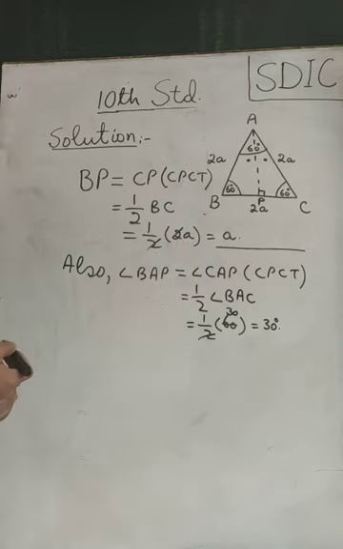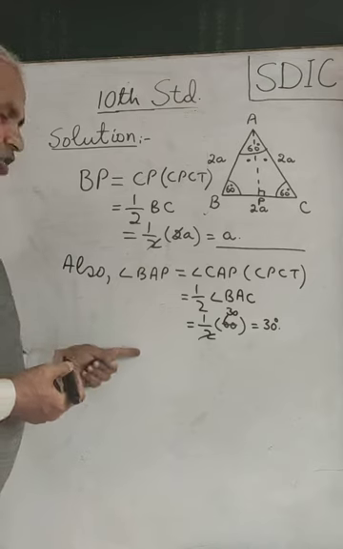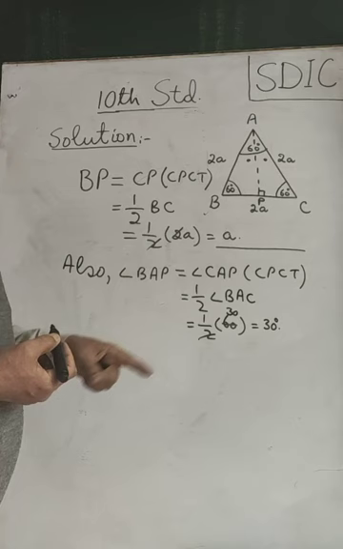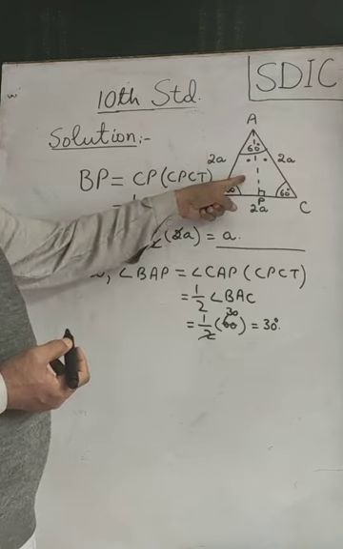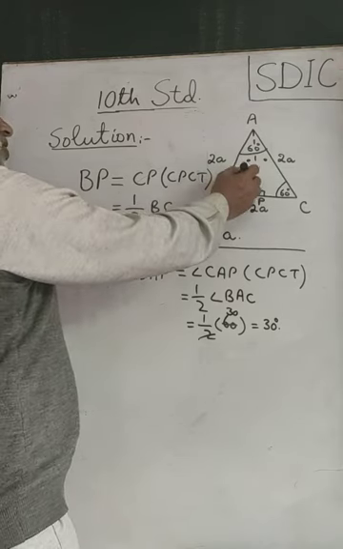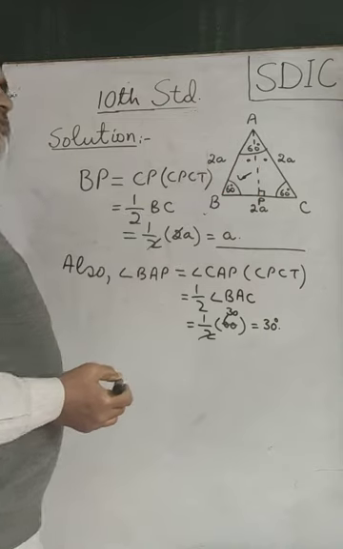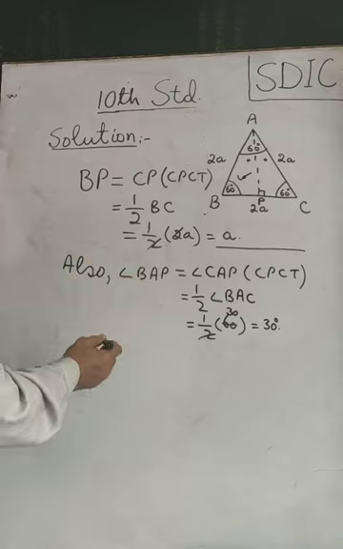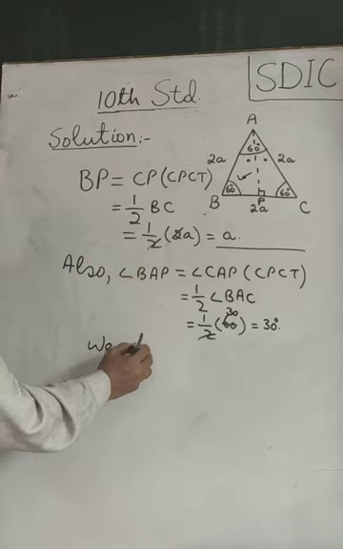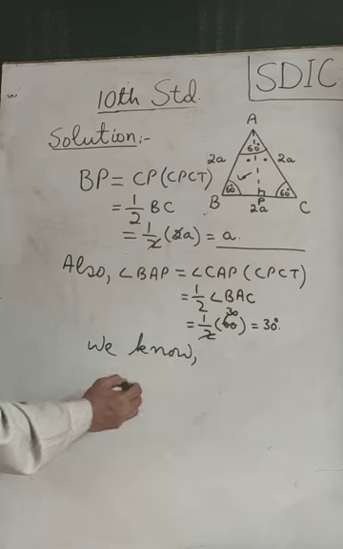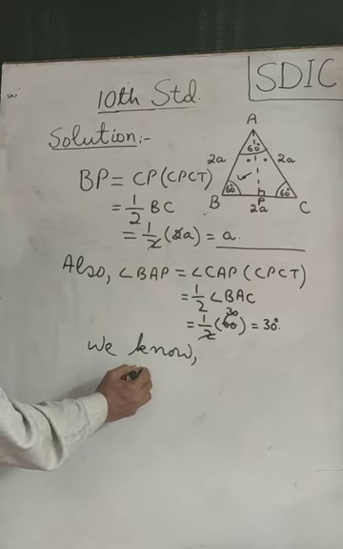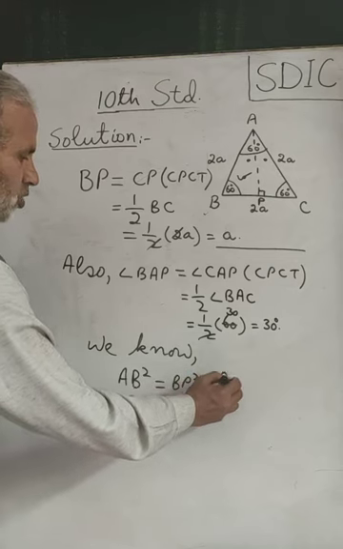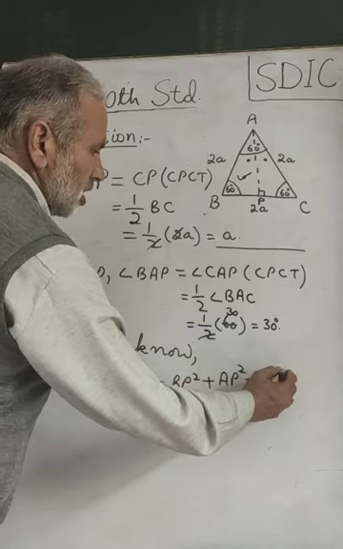Now having done this, then again you will have the procedure of the previous question to be repeated. We applied Pythagoras theorem there. In this right triangle we used Pythagoras theorem to get the measurement of the third side AP. So that portion will be again repeated. Let us write that again. We know AB square is equal to BP square plus AP square. This is Pythagoras theorem.